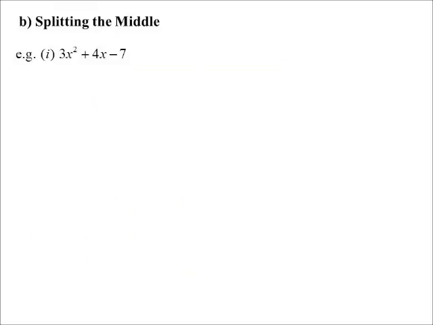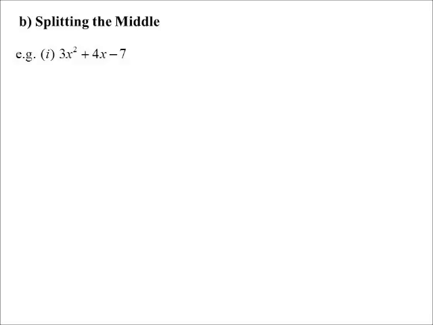Splitting the middle for when it's not monic. There are lots of different ways of doing ones that are not monic. Cross method is probably the most common. Is that the way you guys were shown, cross method? Okay. My personal favourite is splitting the middle. And the reason I like splitting the middle is it still keeps that same idea of what multiplies together to give a number, adds together to give a number.